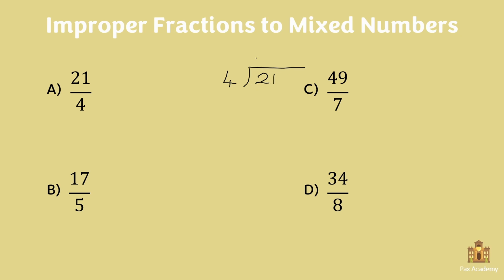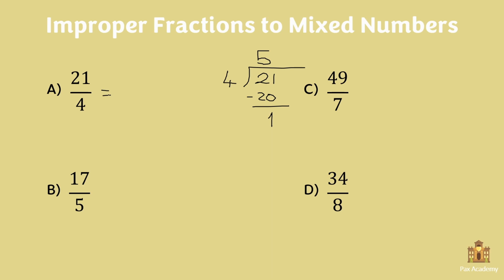So we put 4 5 times into 21. So 5 is the number we put on top. And then 21 minus 20 leaves us with a remainder of 1. Okay, now how do we write this information into a mixed number?